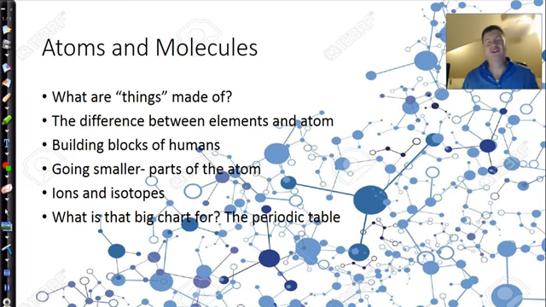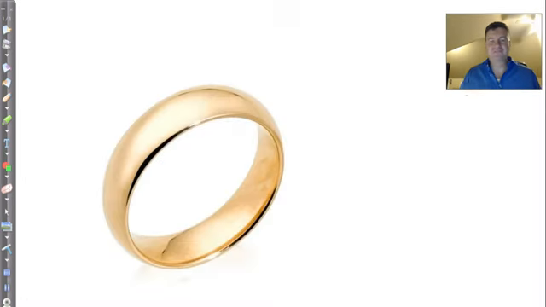So in this brief video, we're going to look at some basics of atoms and molecules. And if you've had chemistry, you may want to skim ahead a little bit. Or if you need to review, and I'd recommend it, have a look and see if this helps you remember the differences between atoms and ions and elements, etc.